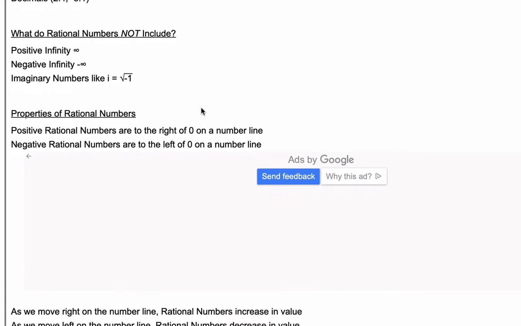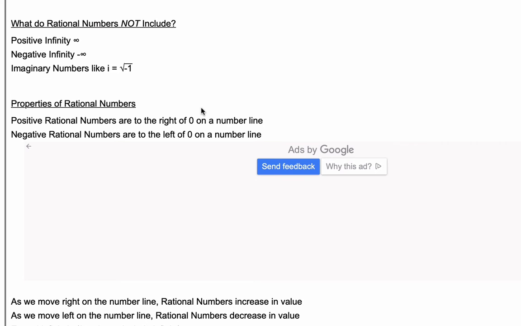What do rational numbers not include? As we talked about before, rational numbers do not include positive infinity, negative infinity, and one other item, they do not include imaginary numbers like i equal to the square root of negative 1.